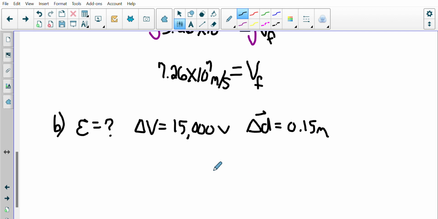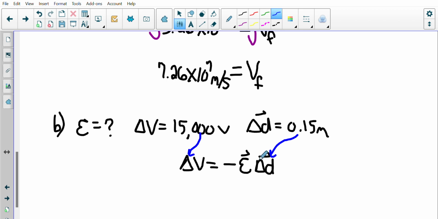Now we have a formula, one of our formulas that we just came up with, where our delta V, potential difference, is equal to negative epsilon, which should be a vector, or it is a vector, though we're usually dealing with magnitudes, times our displacement. Our displacement goes right in here, our delta V right in here, and we can find our epsilon.